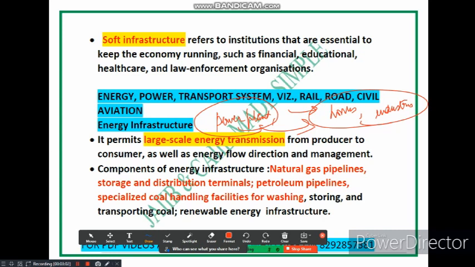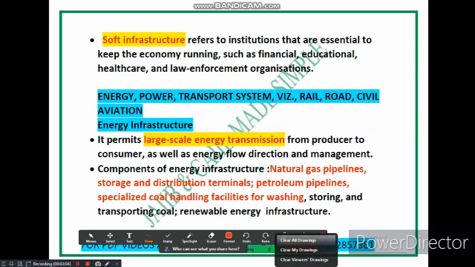So let's take an example. Electricity generated in a power plant needs a transmission network of power lines and substations to transport it over long distances to reach homes and businesses. Now let's discuss the components of energy infrastructure. Basically, energy infrastructure includes various components that are crucial for production and distribution of different types of energy resources. The first is the natural gas pipeline. Natural gas is transported through pipelines over long distances. Next is the petroleum pipeline, which is similar to the natural gas pipeline. It is used to transport petroleum products like gasoline and diesel from refineries to distribution centers.